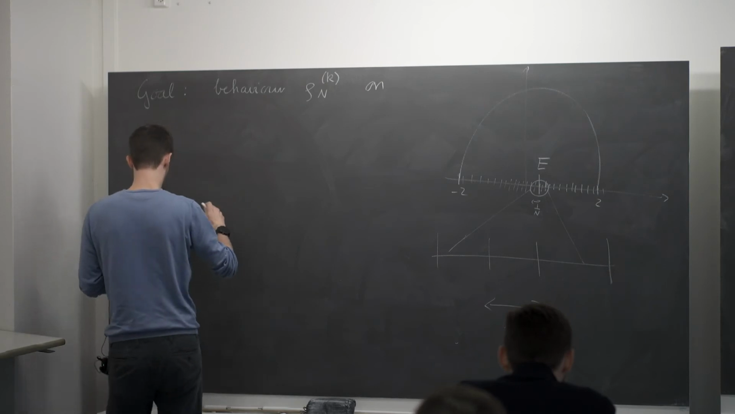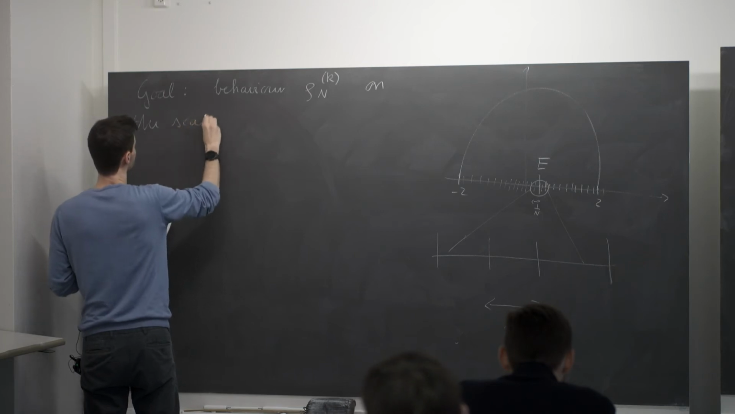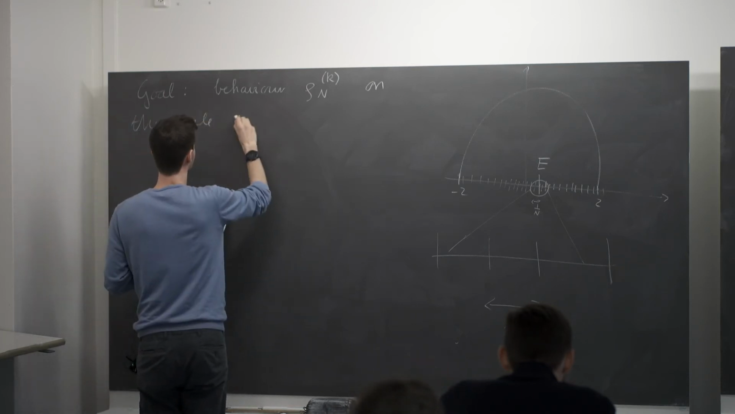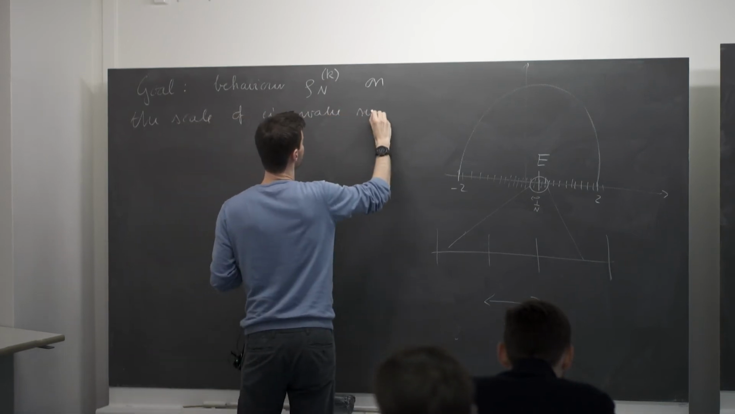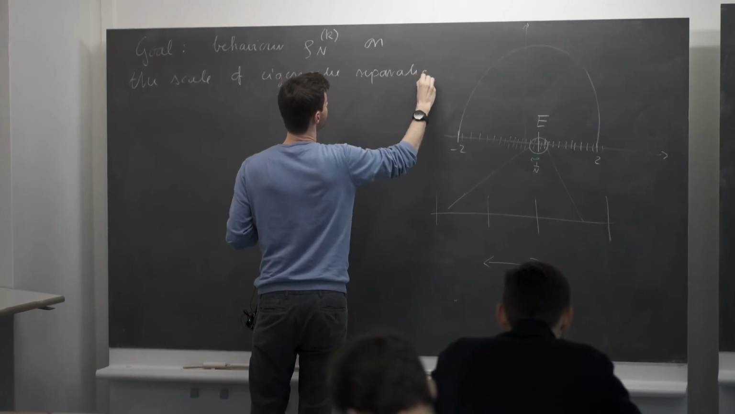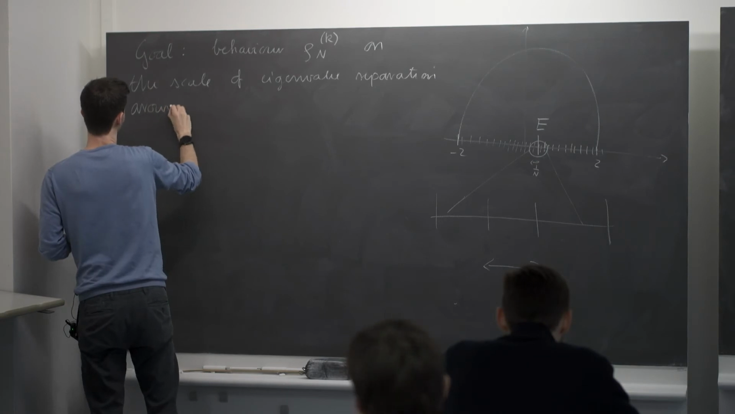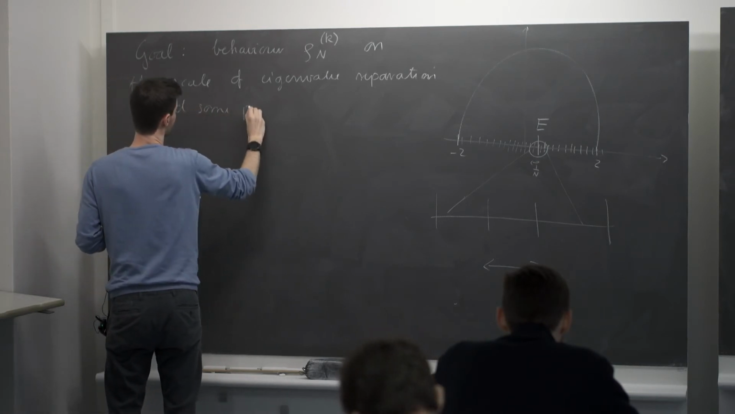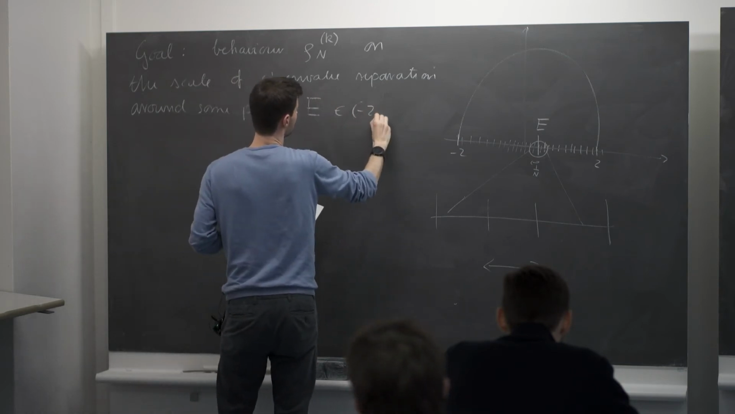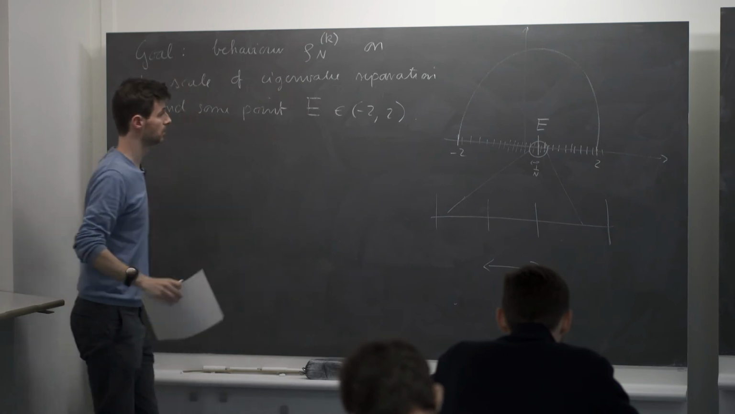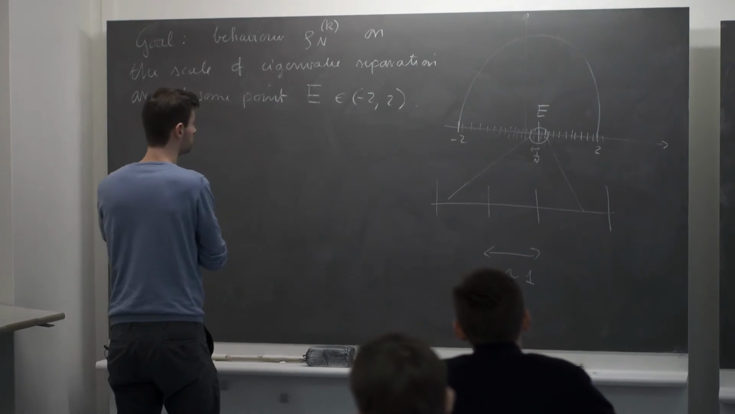So on the scale of eigenvalue separation around some point E. So I will choose a point E in the bulk of the spectrum, which is fixed, and I will zoom in around that point.